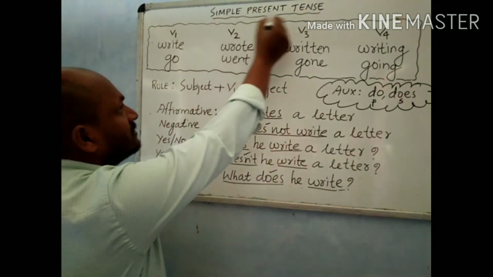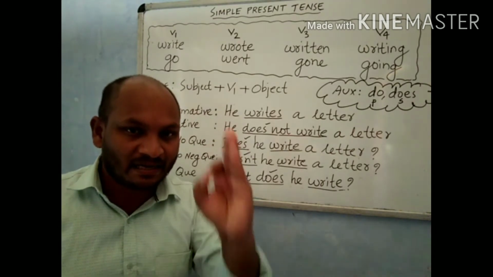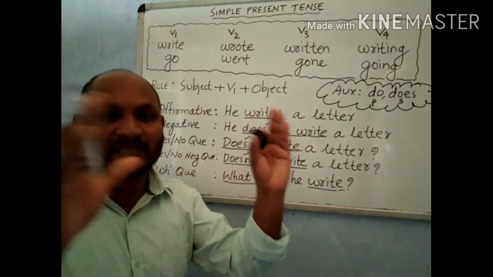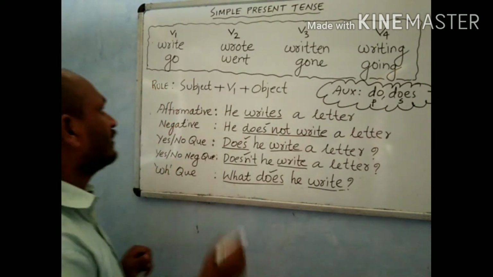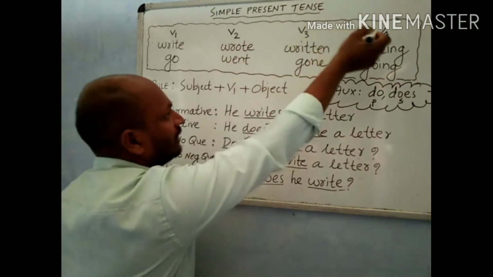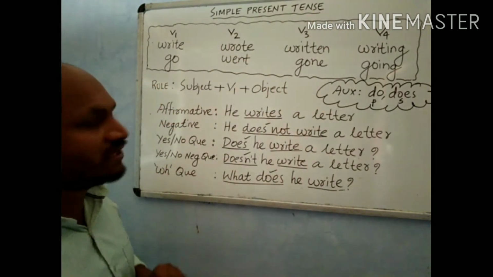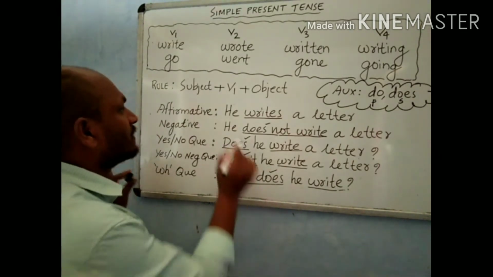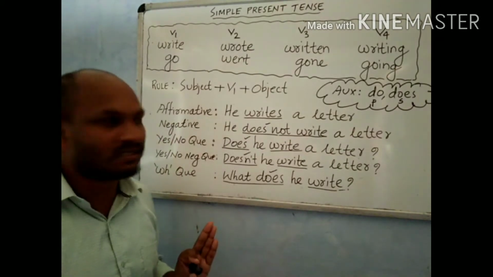We are discussing simple present tense, and tenses are decided by the verbs in the sentence. So we must know the basic idea about verbs. There are 4 forms for every verb. What are they? V1, V2, V3 and V4. Then we must know the rule of simple present tense. The simple present tense rule is subject plus verb of first form plus object.